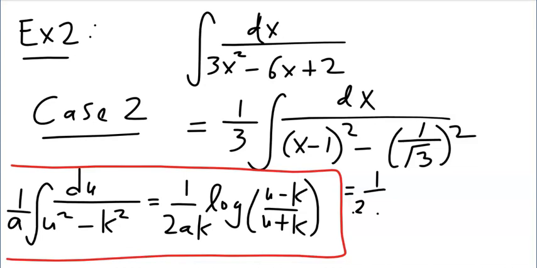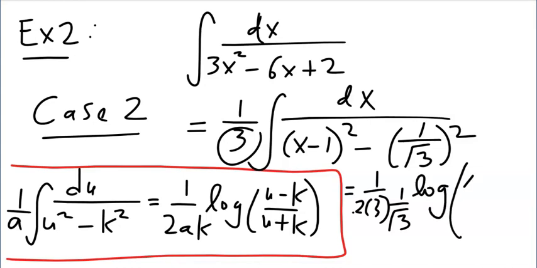A is 3 from here. K is 1 over square root 3. Natural log. U is x minus 1. And K is again 1 over square root 3. Over u, x minus 1 plus 1 over square root 3.